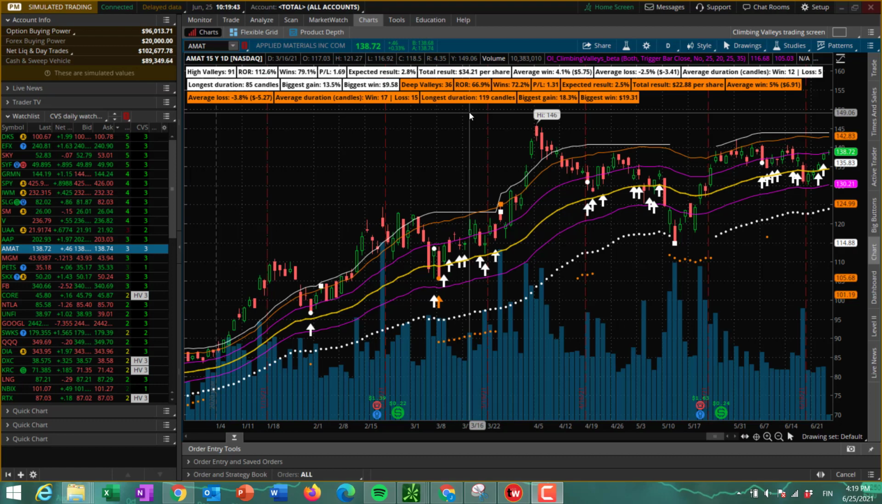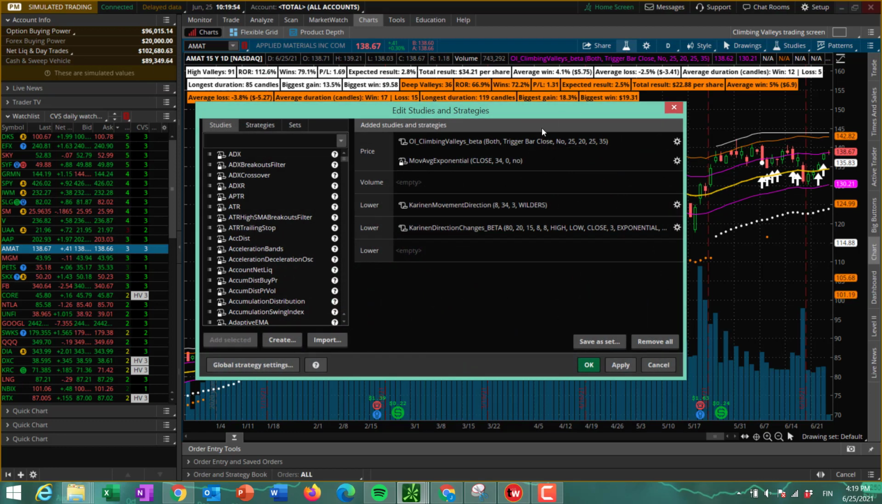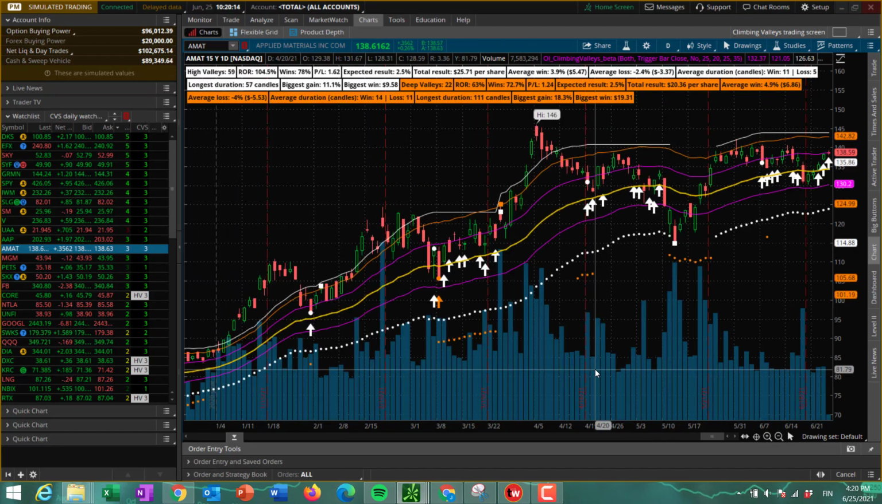So first of all, there are two separate setups in here, the high valleys and the deep valleys setup. By the way, there is one extra thing on my chart. I've simply plotted the exponential 34 period moving average here in the middle. So that's the only thing. Then I have these two indicators hidden because they have nothing to do with this, they're other stuff that is not used here.